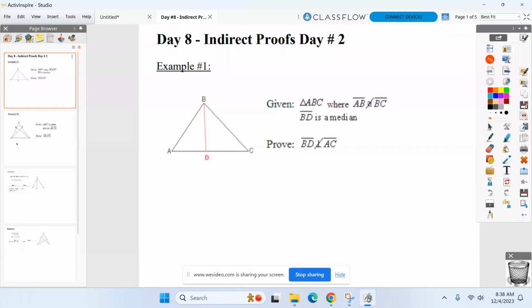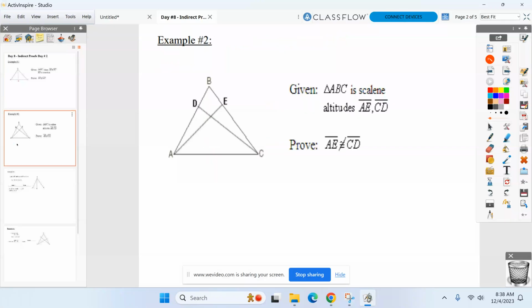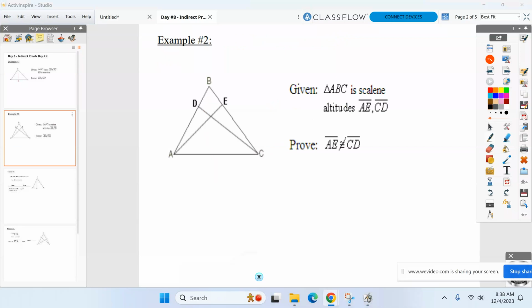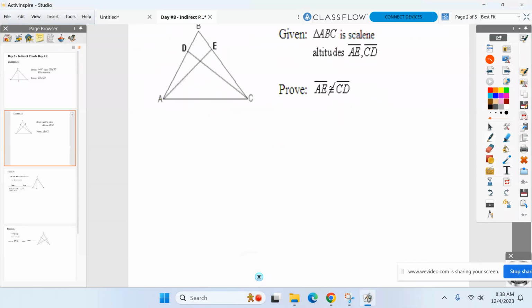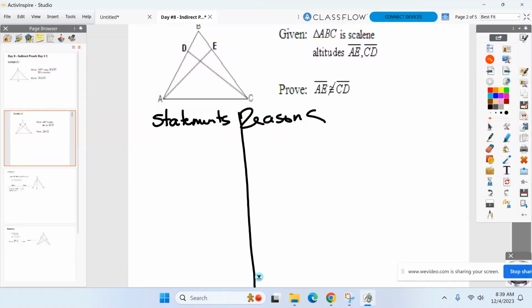All right, so we're going to start out with number 2 today. Everyone sees the proof statement, so it's like, oh, you got to do that indirect method.